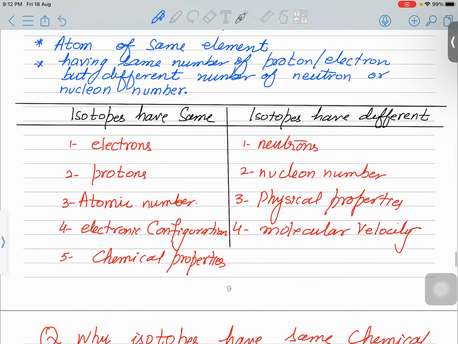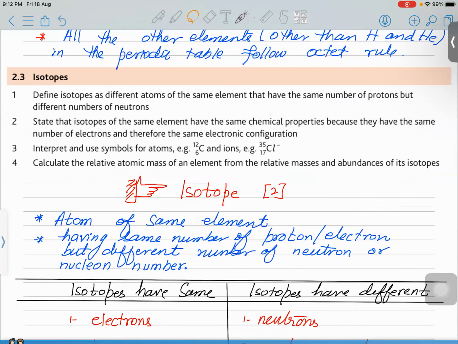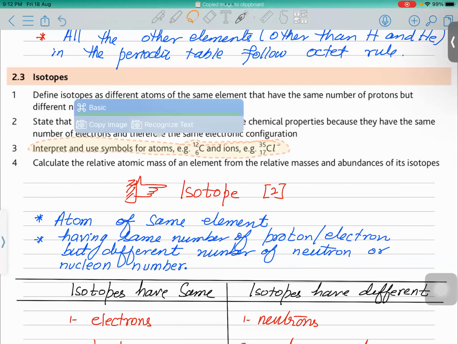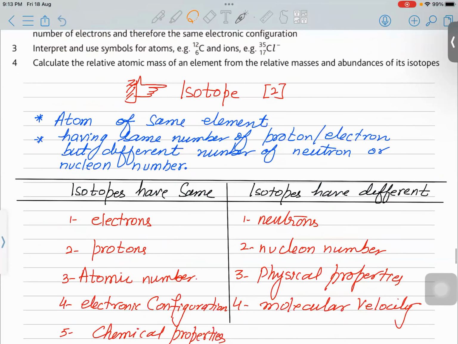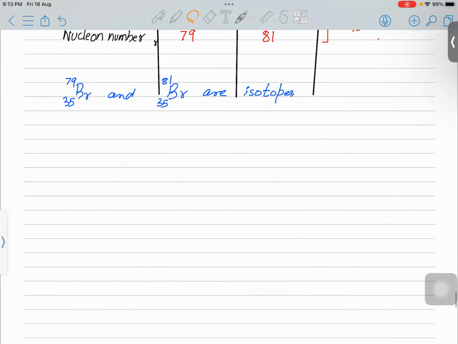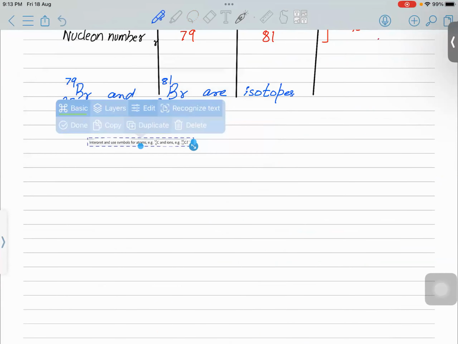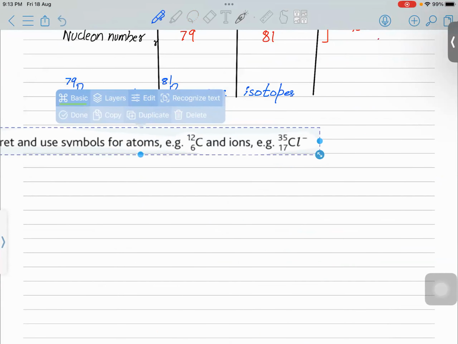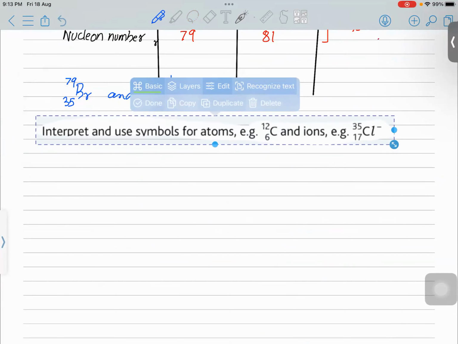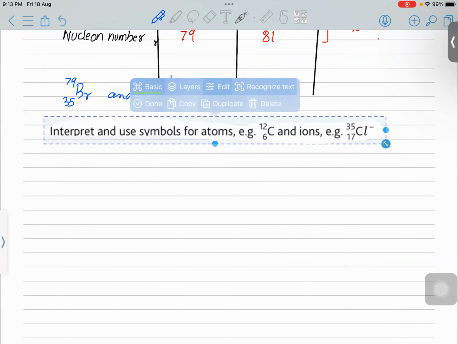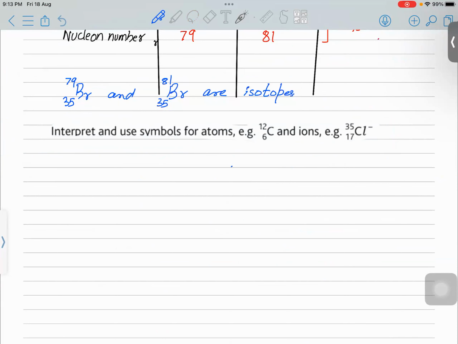Next topic is interpret and use the symbol. Interpret and use symbols for atoms.